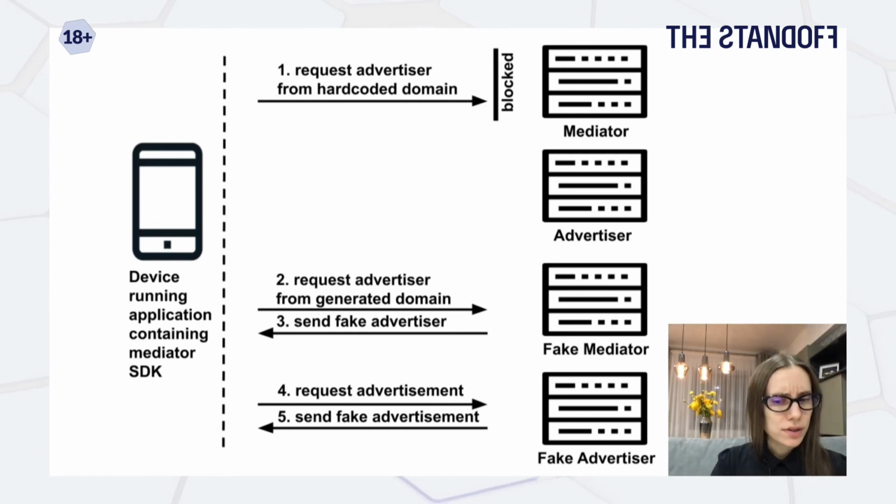So what happens if the ad blocker only blocks the hard-coded domain? Well, the device will not be able to contact the hard-coded domain and will try to contact the generated domain, which can belong to a malicious third party serving exploits instead of ads. So this means in this particular use case, using an ad blocker means you might be served exploits instead of ads.